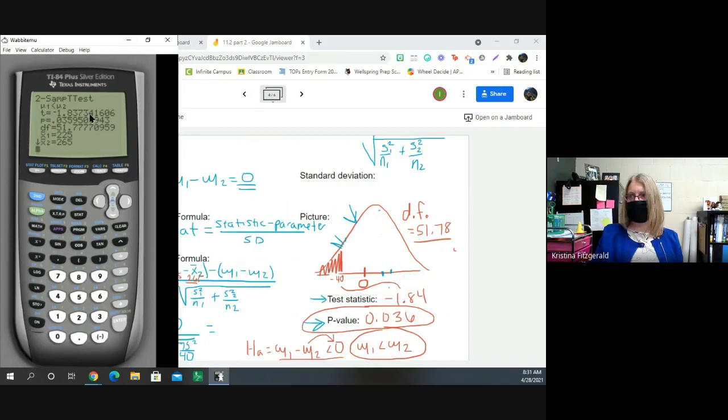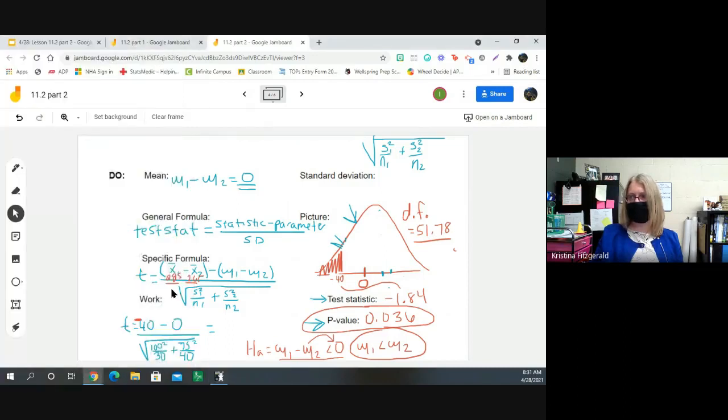Okay, what questions do we have about the button pushing on the calculator or any parts of here before we make our final decision for a 2-sample t-test? Any questions in here about the calculator or anything? Any questions at home? Feel free to drop them in the chat.